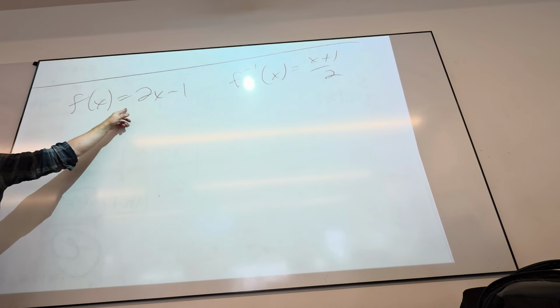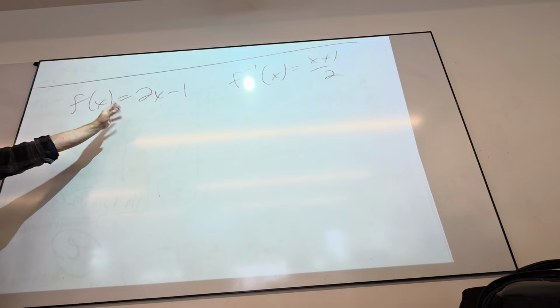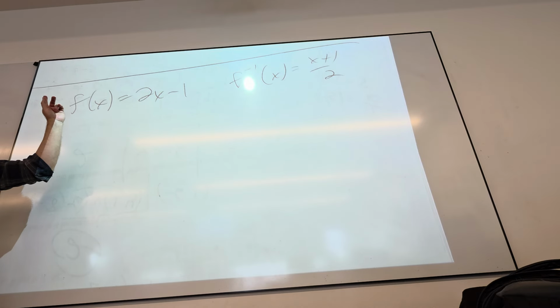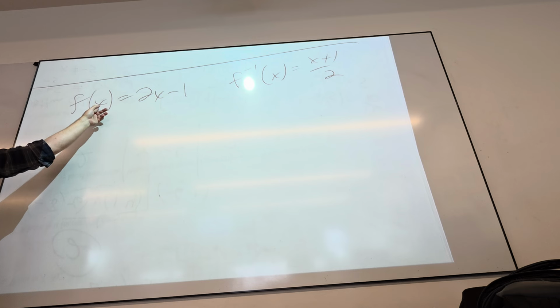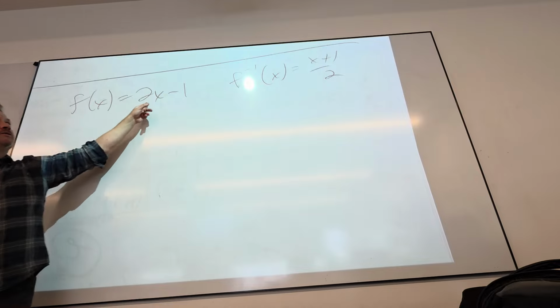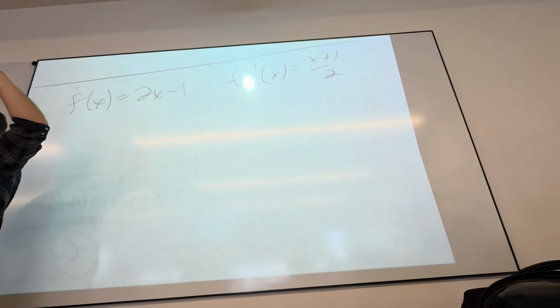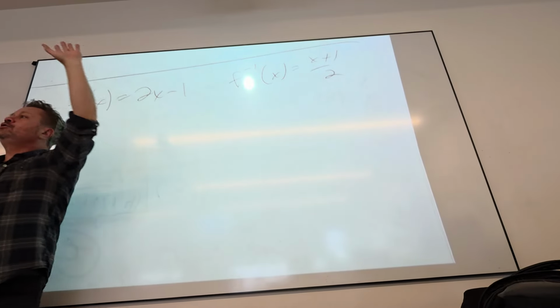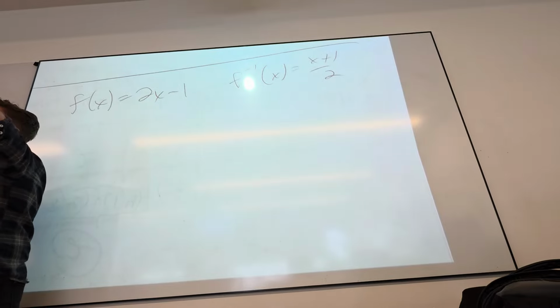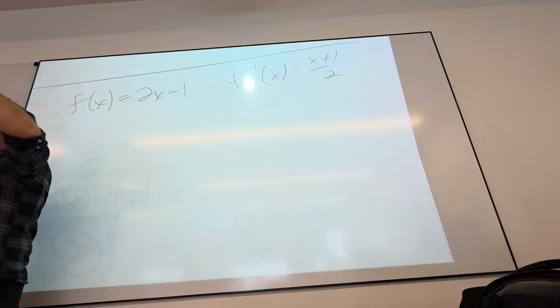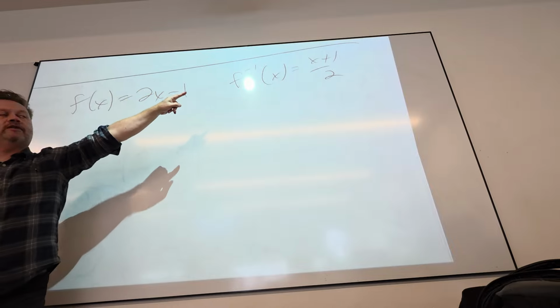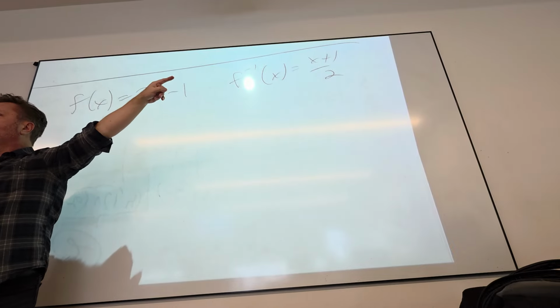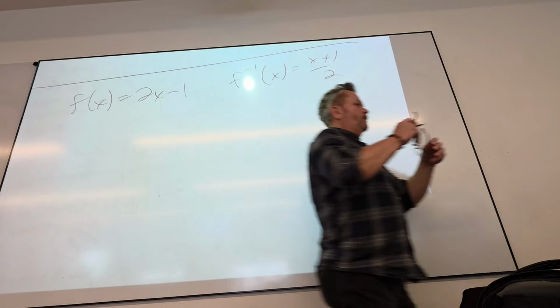What's the input for f? X. And so what's this function do to my input? It doubles it and takes 1 away, yes? That function's job is to undo that, yes? Can anyone guess what I should get out if I take this function and shove it in there? Okay, let's see what we get.